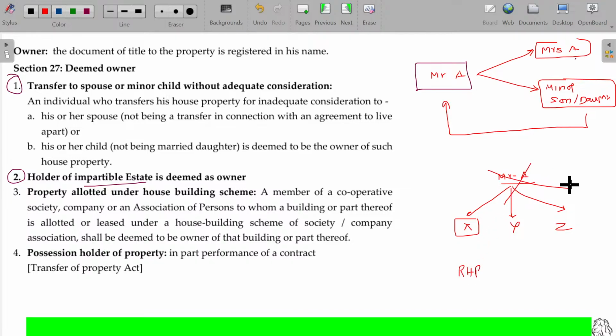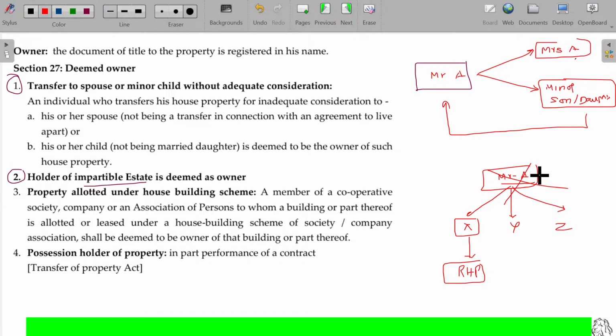Suddenly, Mr. A demised. Still, that residential house property remains unpartitioned, now under the control of X. So, who is the owner of the residential house property? The registered owner being Mr. A. Mr. A no longer exists now. Partition is not done.